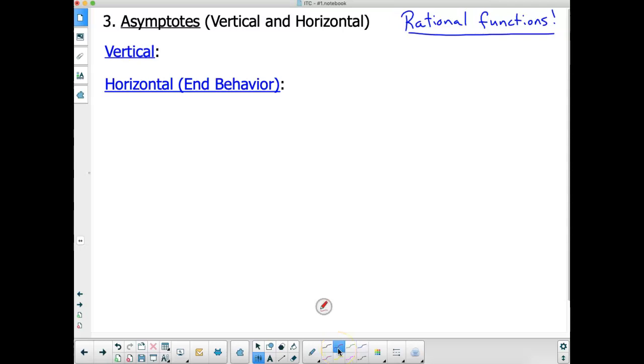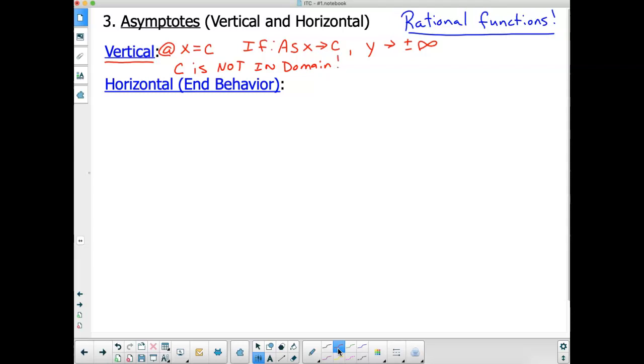What the heck is a vertical asymptote? A vertical asymptote at x equals some number c happens only if, as x approaches that c value, y approaches either positive or negative infinity, meaning it goes straight up or straight down. It's really important to understand for a vertical asymptote that the point c is not in the domain of the function. It's an invisible vertical line going straight up.